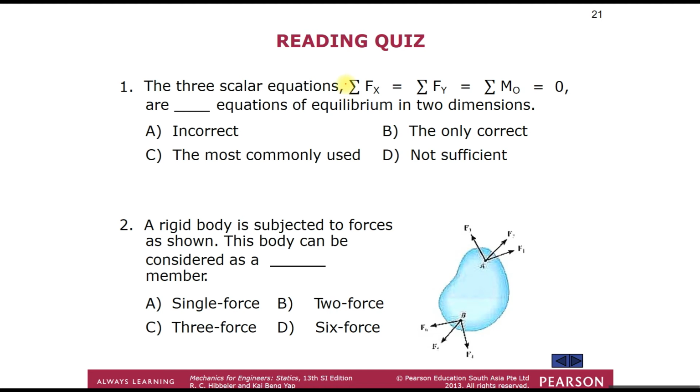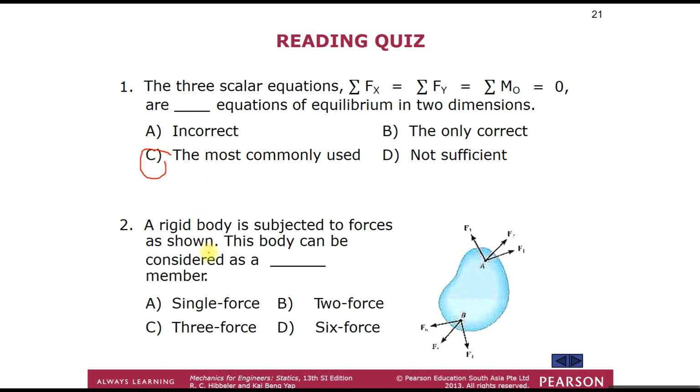Okay, so the three scalar equations, summation of Fx, summation of Fy, and summation of moment equal to 0 are incorrect, the only correct, the most commonly used, or not sufficient equations of equilibrium in 2D. Okay, the answer is C, the most commonly used.